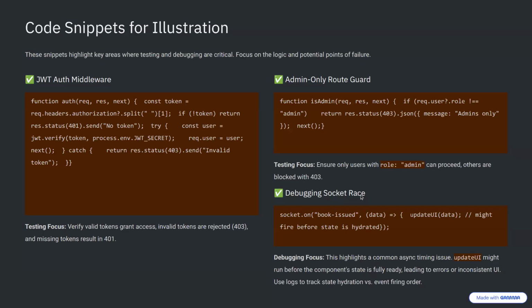Now, the debugging socket race. Here we have an event called book issued, taking the data from the user and saying update UI data, so it might fire before the state is hydrated. Somebody's worried: what does race come in with this Socket.IO? Now let me explain.